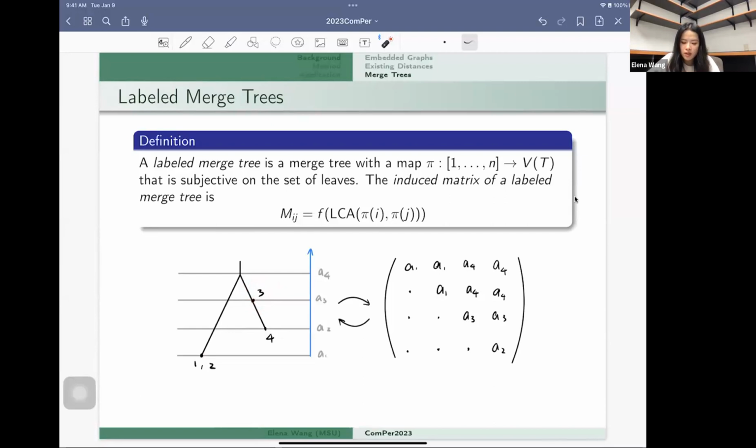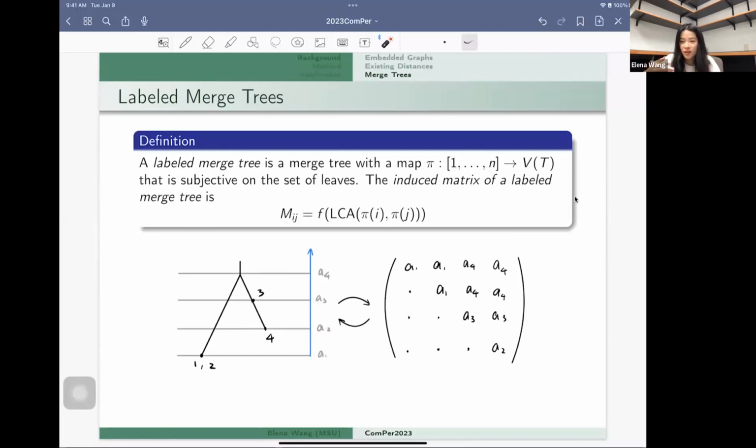The induced matrix of a labeled merge tree is a matrix whose entries are the function values of the lowest common ancestors of the vertices labeled with its row and column numbers. Now, that's very long, but it's actually quite intuitive if I unpack the definition. We first recall the definition of the lowest common ancestor: it's the lowest vertex that is a common parent to two vertices. And in our setting, we say that a vertex is its own parent.